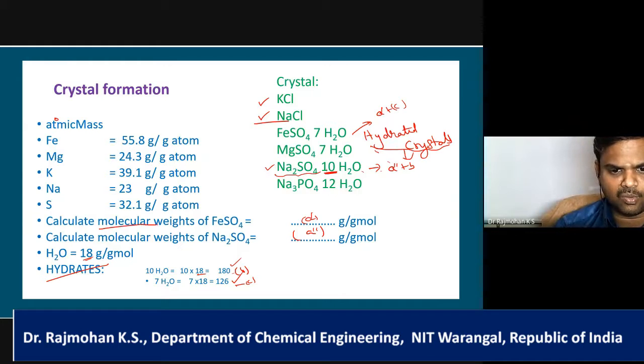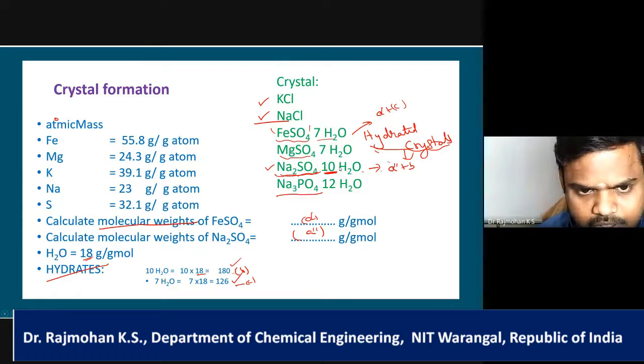Recall, this is from module 1. So from module 1 we should be able to determine the molecular weight of each compound like iron sulfate, magnesium sulfate, sodium sulfate, sodium phosphate, and also these hydrated crystals. For hydrated crystals, the molecular weight is whatever the compound solute is, plus the moisture associated with it, that is, the water molecules associated with it.